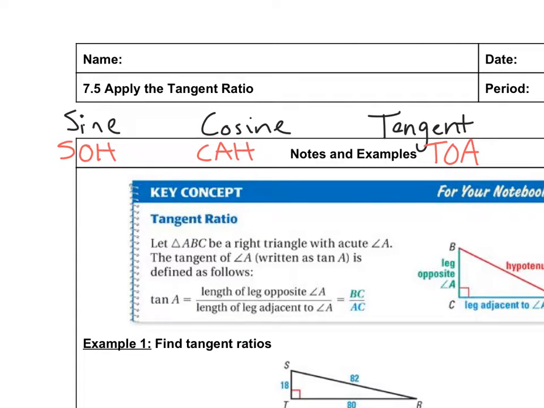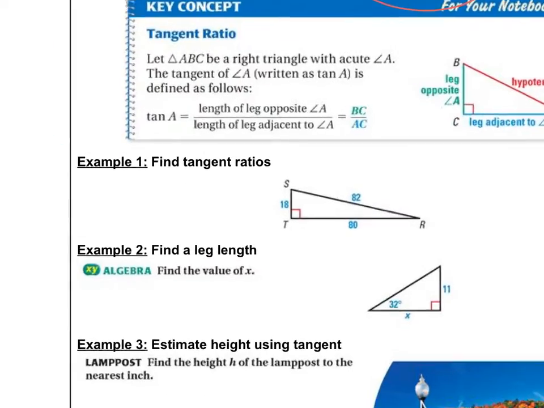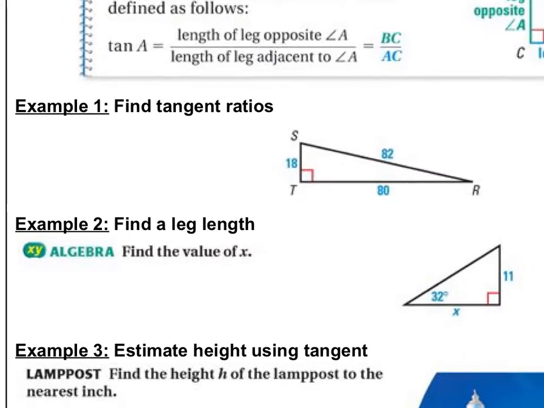And what this means is the legs that we're talking about. So tangent is opposite over adjacent. Sine is opposite over hypotenuse. Cosine is adjacent over hypotenuse. We're going to be focusing strictly on tangent today and talking about opposite over adjacent. Okay? So let's put that into perspective here.